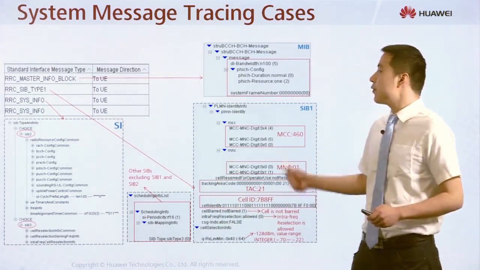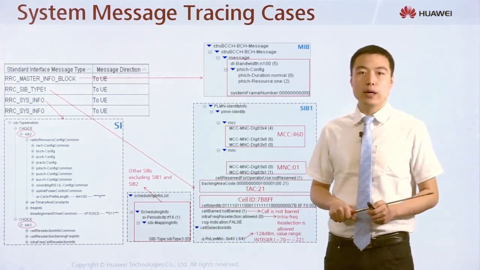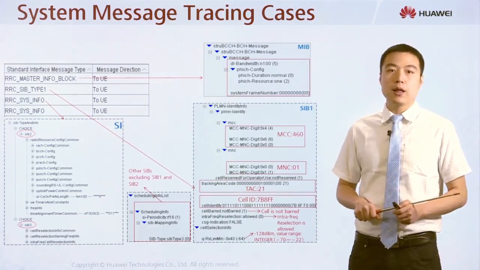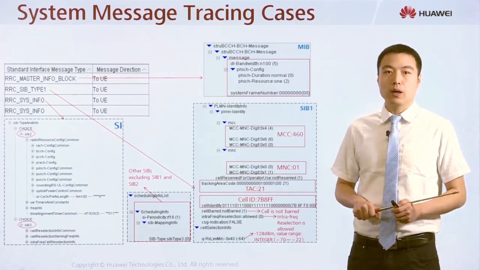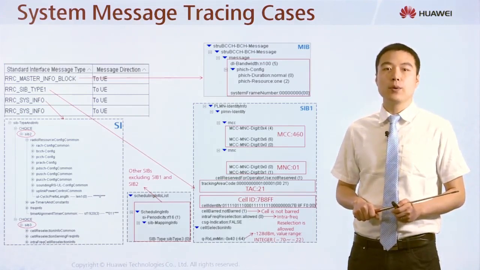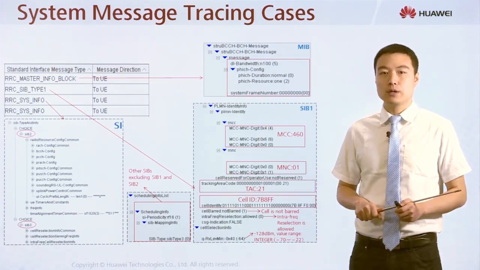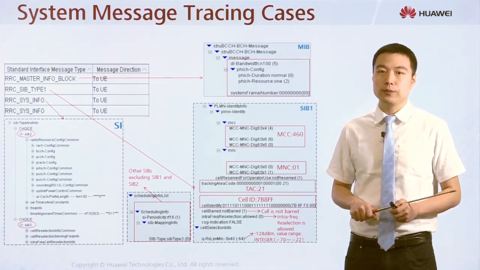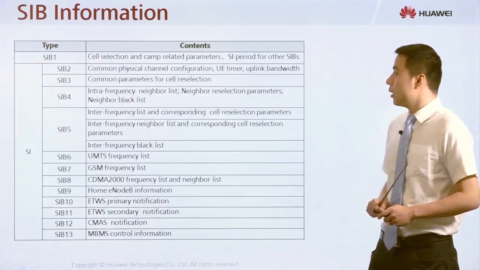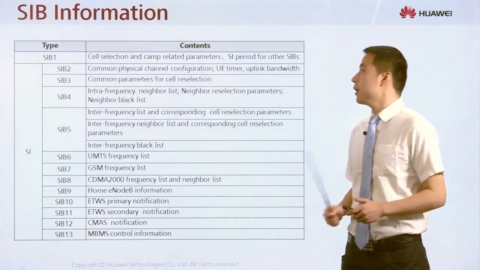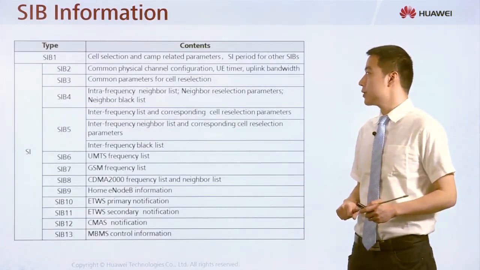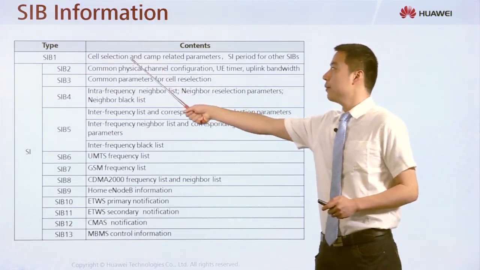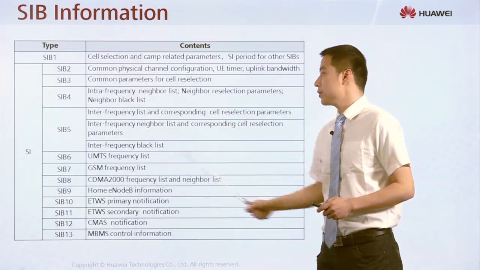Okay. Different SIBs like MIB, SIB1, SIB2, SIB3, they carry different information. For the SIB1 and the SIB2, these 2 SIBs are very important for the UE. These are the necessary SIBs. The other SIBs are unnecessary. They carry some unnecessary information for the UE. This is the information carried by different SIBs. You can see the SIB1, SIB2, and also the other SIBs.